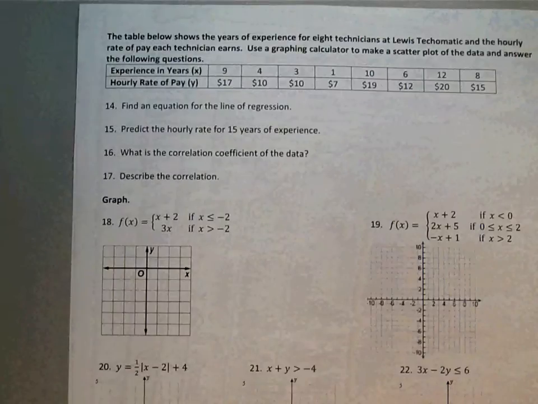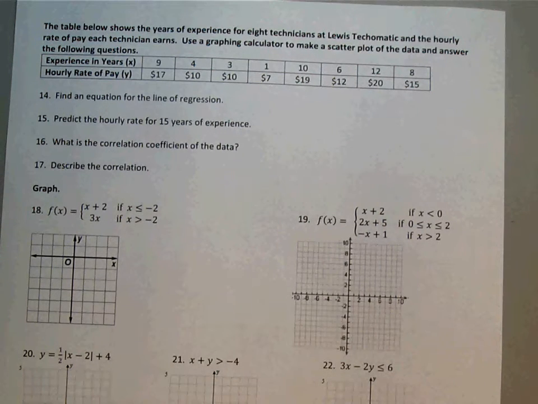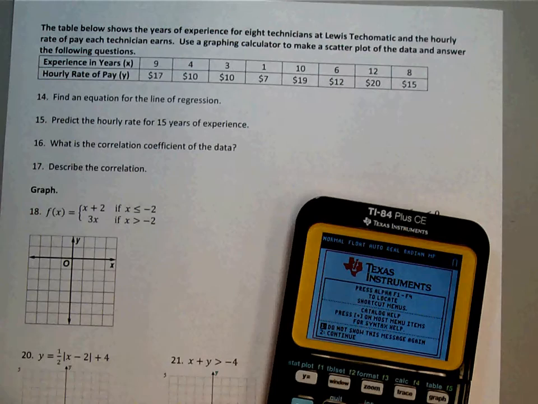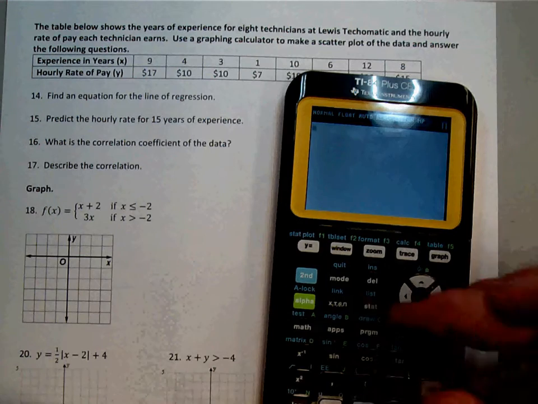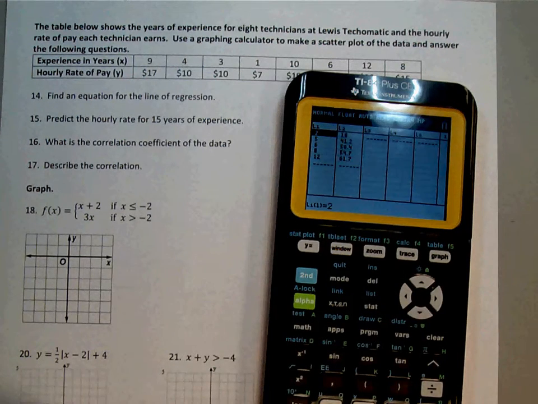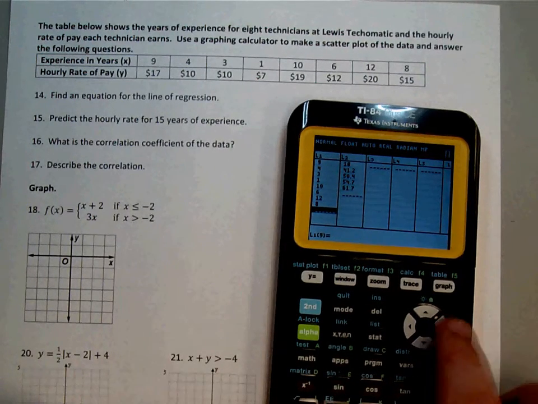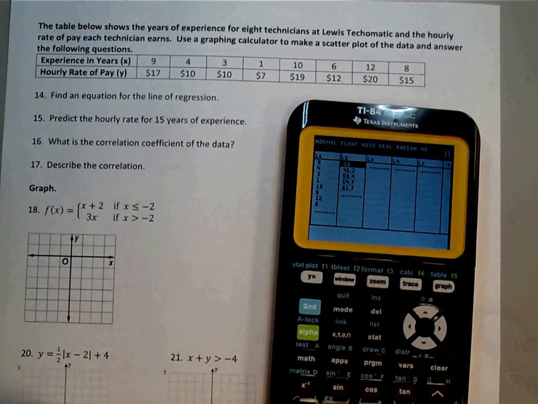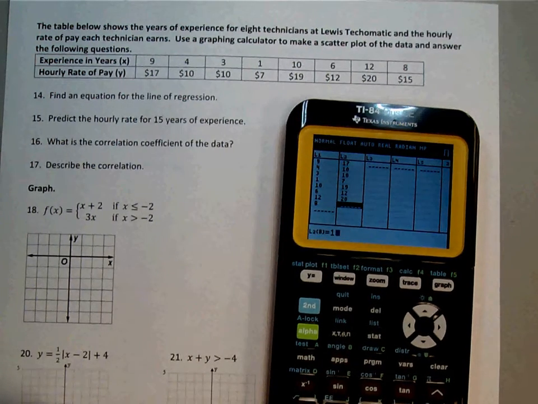Okay, back page. So we went through this in class. I'm going to go ahead and pull up a graphing calculator here. I'm going to go to Stat, Edit, put in my points. There are already some numbers there, not the numbers I wanted though. You could clear them out, or I just overwrote them. 17, 10, 10, 7, 19, 12, 20, 15.